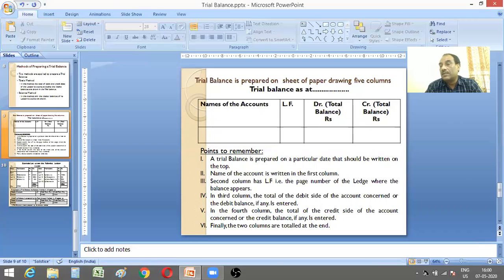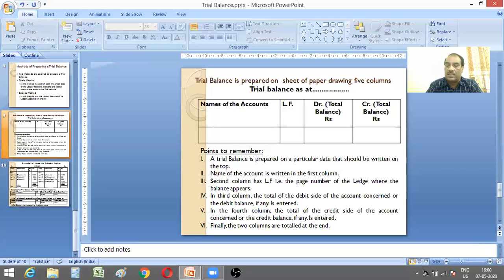Whereas, what happens in case of a balance sheet? It takes a full accounting year, for a period of an accounting year. Here it is prepared as on. So a trial balance is prepared on a particular date, and that should be written on the top.